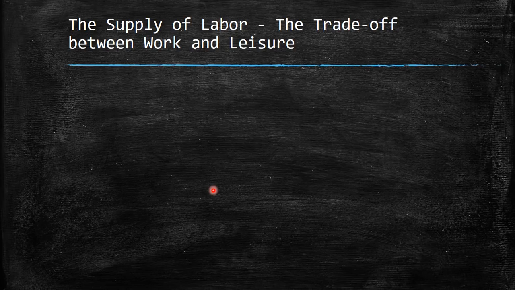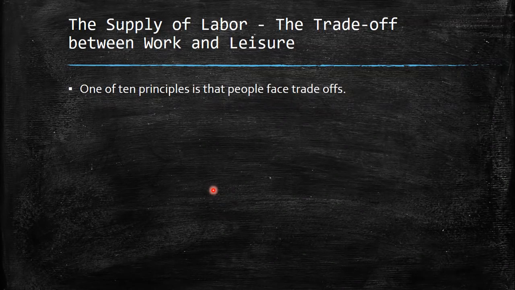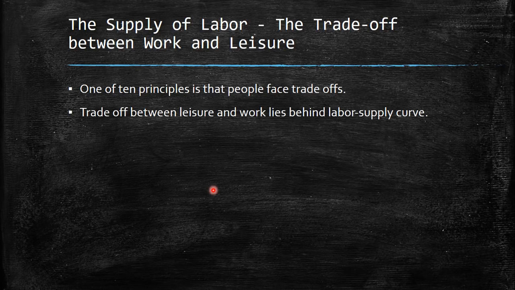Then we have here an important fact that we will face many times, and this is the trade-off between work and leisure. Because remember the first video, where we discussed that one of the 10 principles is that people face trade-offs. This is one of those trade-offs. In the time that I'm working on this video, I'm wasting time that I could spend playing video games, for example, or performing another activity. So this is the trade-off between leisure and work, and this lies behind the labor supply curve, right?